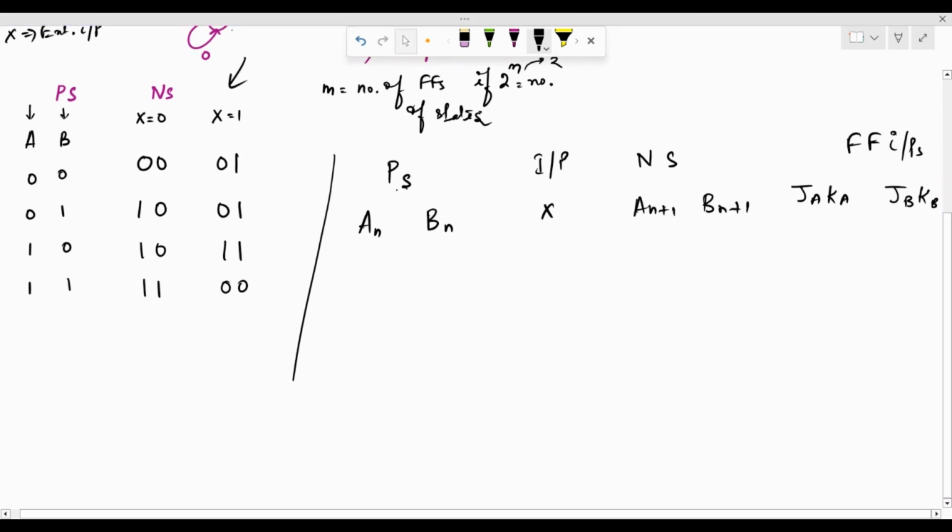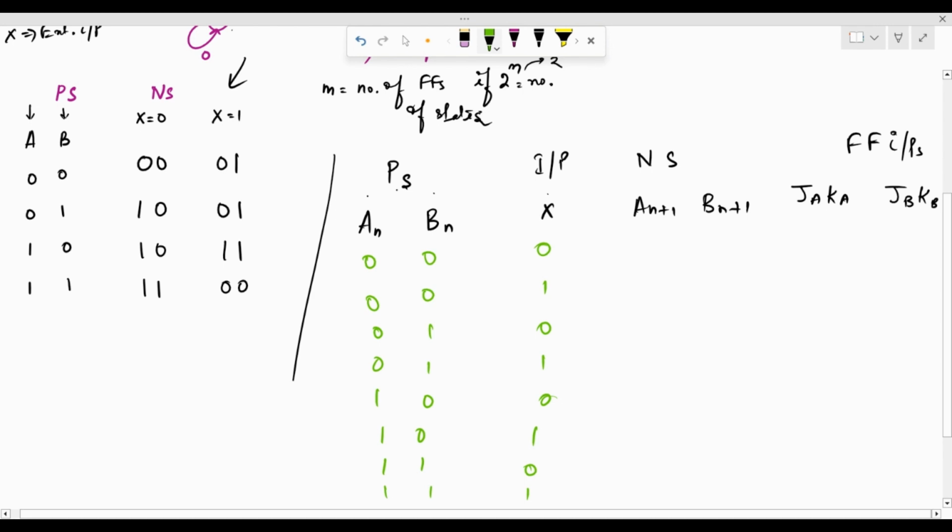There are three inputs, An, Bn, and X. So when there are three inputs, we can fill it up as 000, 001, 010, 011, 100, 101, 110, and 111.